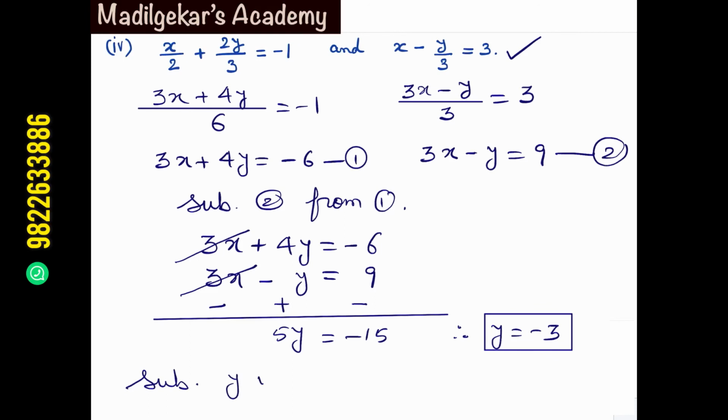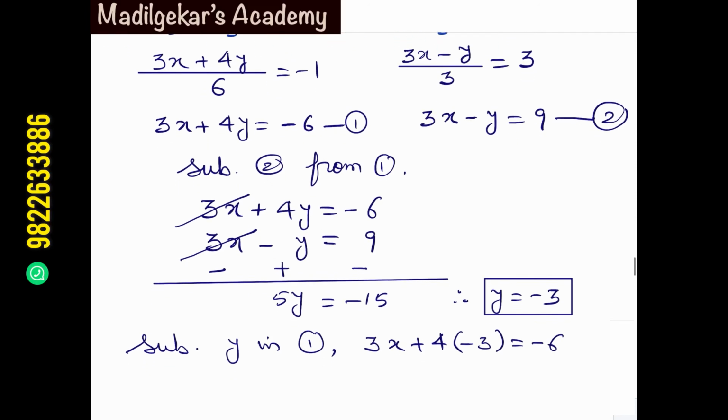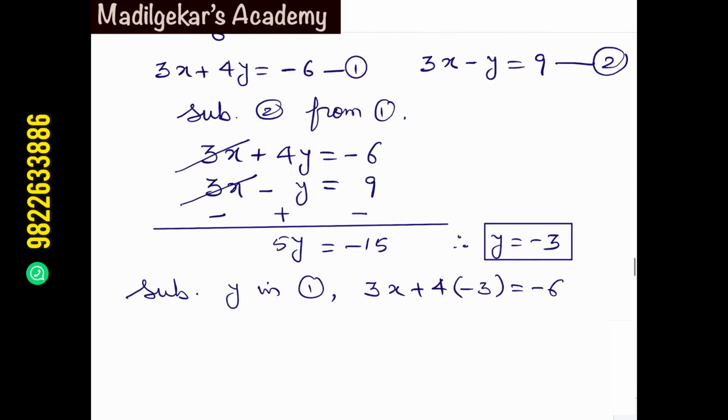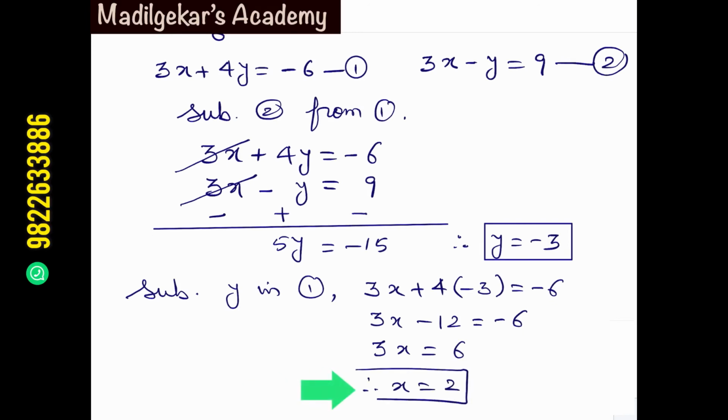Substituting y in, say, equation 1. So 3x plus 4 into y is minus 3 equals to minus 6. That is 3x minus 12 equal to minus 6. 3x equals to 6, and so x equals to 2. So these are the required values of x and y.